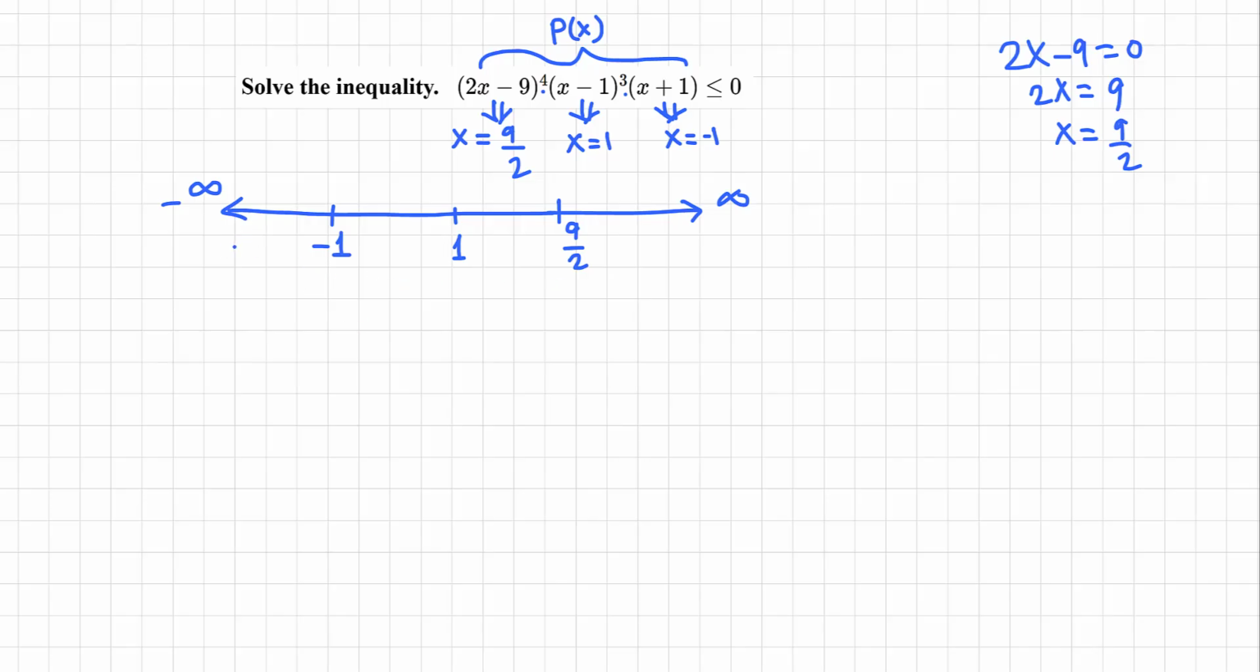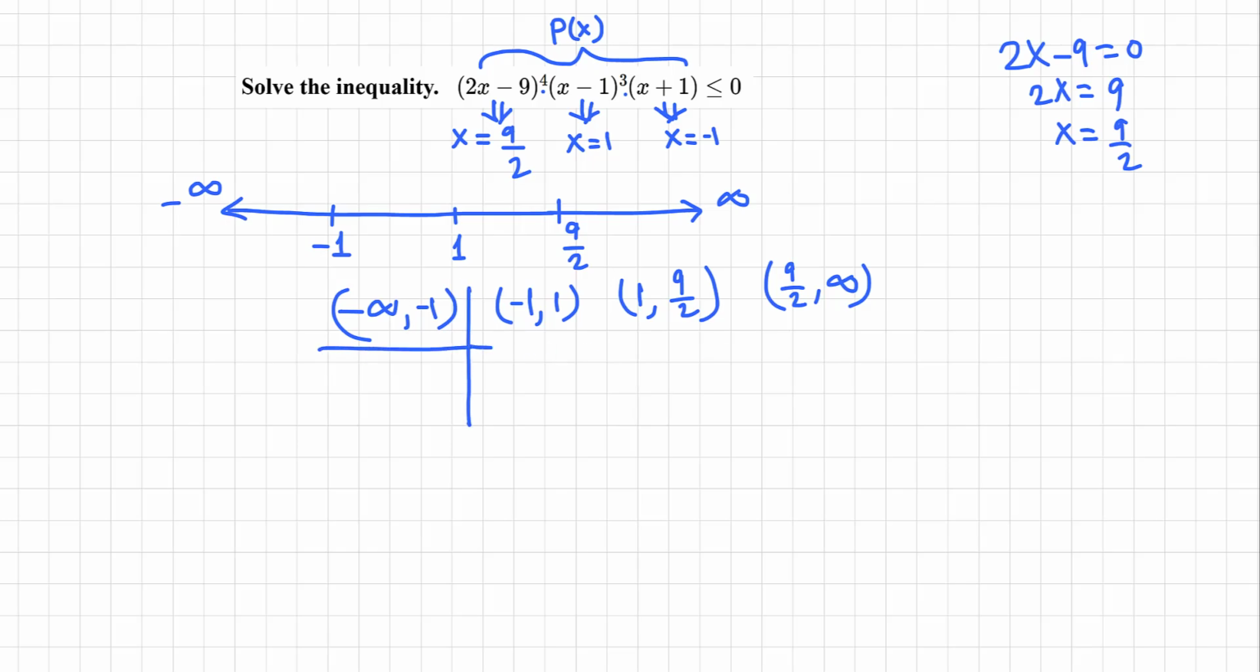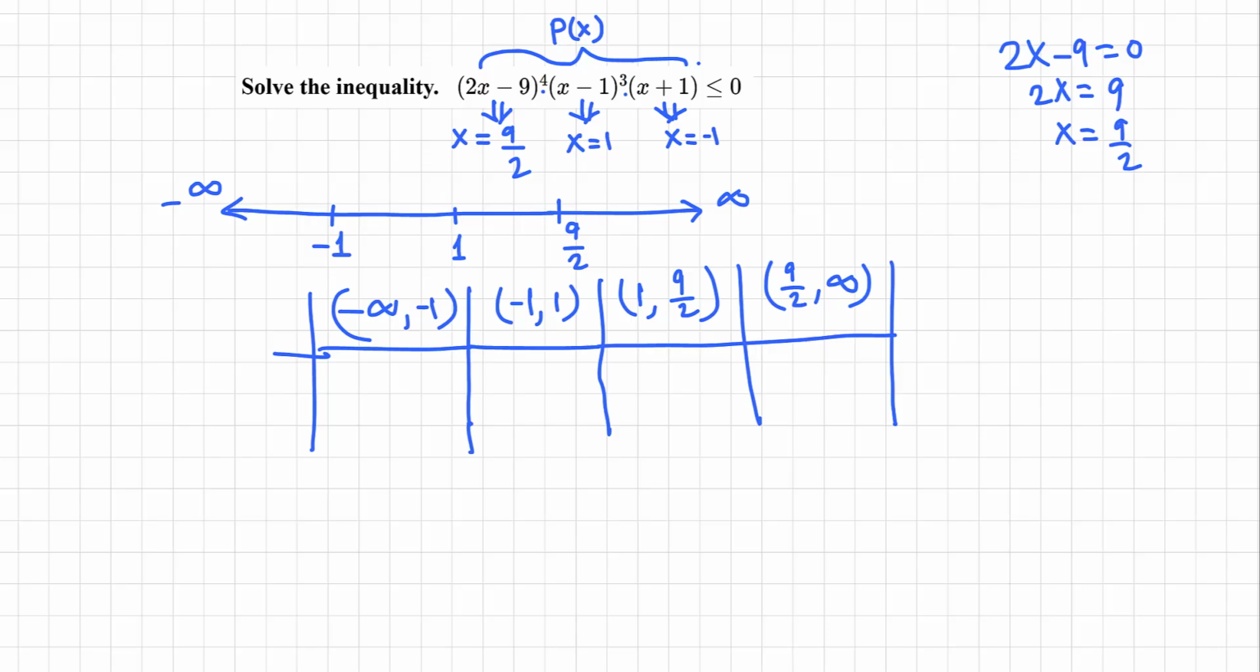So let me write this in this way. This interval, negative infinity through negative 1, negative 1 to 1, 1 to 4.5, and 4.5 to infinity. So we want to pick a representative from each of these 4 intervals and check the sign of this polynomial. To find the sign of the polynomial, we can find the sign of each factor and go from there. That way is easier.